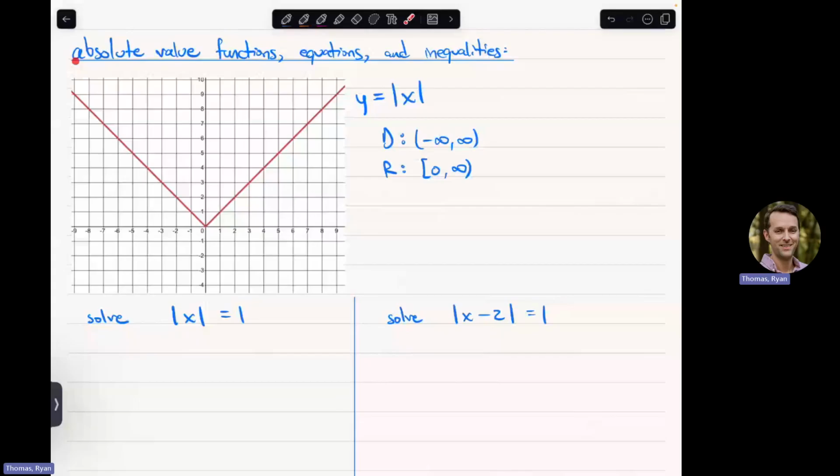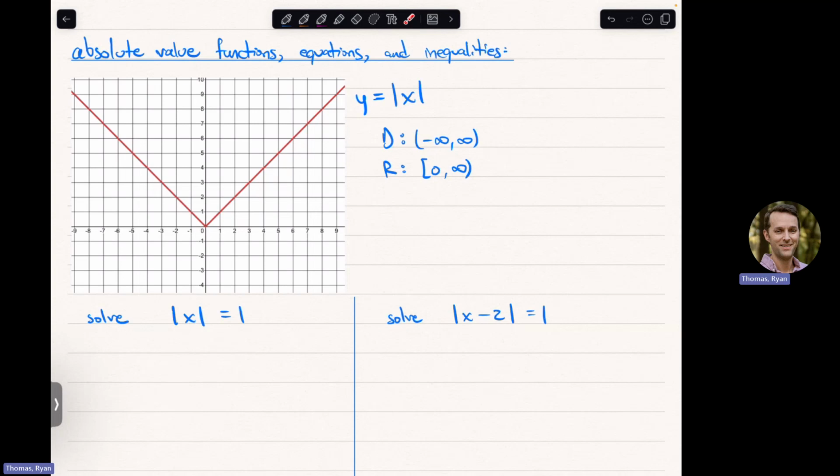Hi everyone. One of the things that we're talking about this week is looking more closely at absolute value functions, and then we'll actually go a little bit further and talk about solving equations and inequalities with them, and then we'll get into some applications and why we might care about using these.